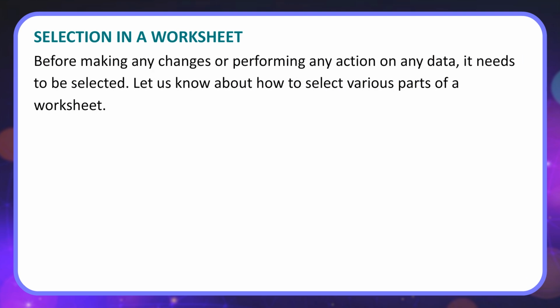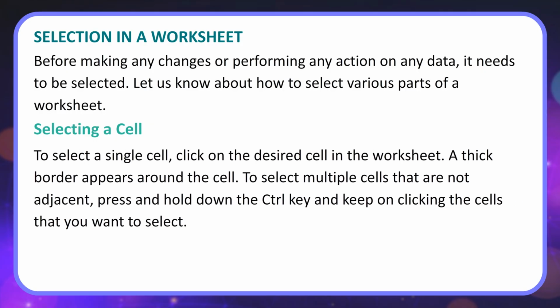Selection in a worksheet. Before making any changes or performing any action on any data, it needs to be selected. Let us know about how to select various parts of a worksheet. Selecting a cell. To select a single cell, click on the desired cell in the worksheet. A thick border appears around the cell.